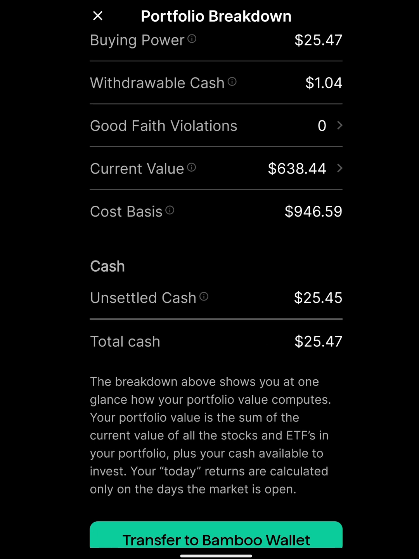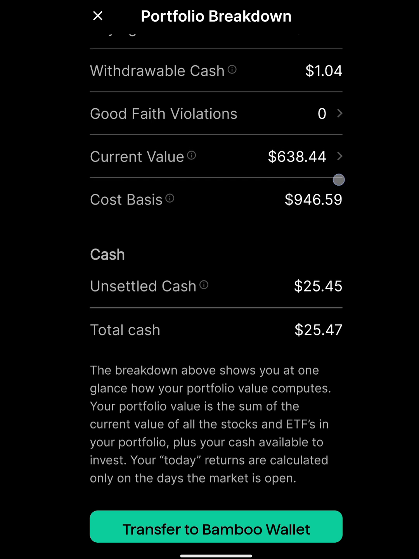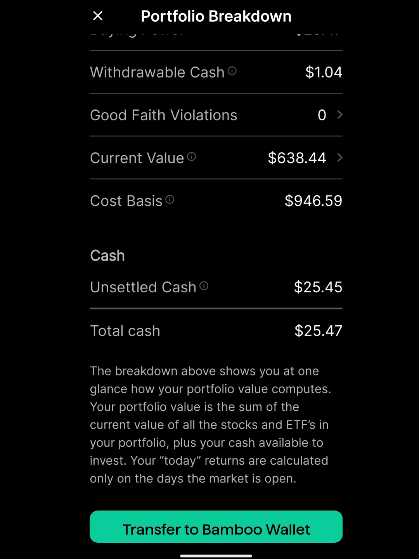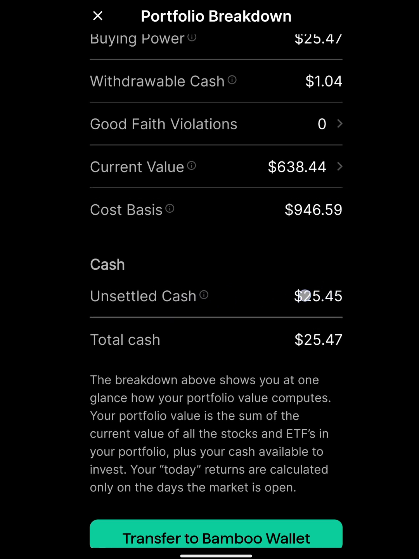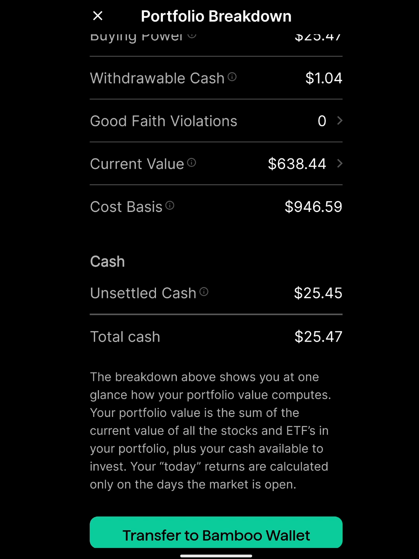So this is my portfolio breakdown now, and as you can see, this is my withdrawable cash, the cash I can withdraw. This is basically my current portfolio value. This is my current cost basis, and this is my unsettled cash. The unsettled cash is the money I just made from selling that stock. So when is it going to settle to withdrawable cash for me to withdraw? Well, it's going to settle in the next 1 day.